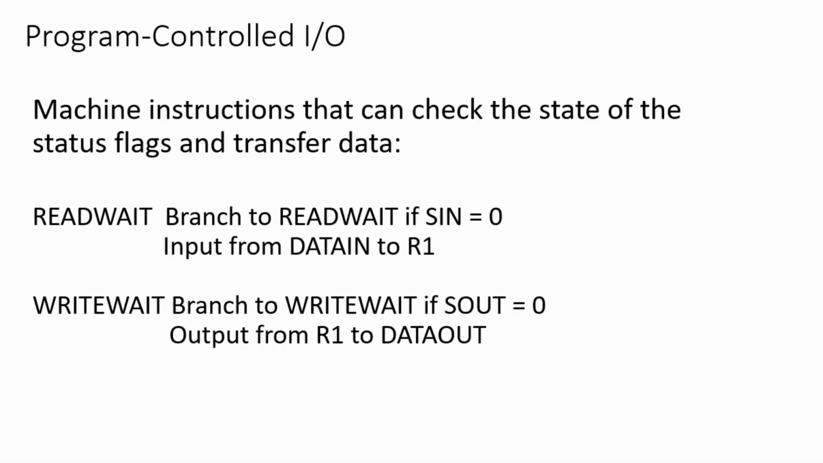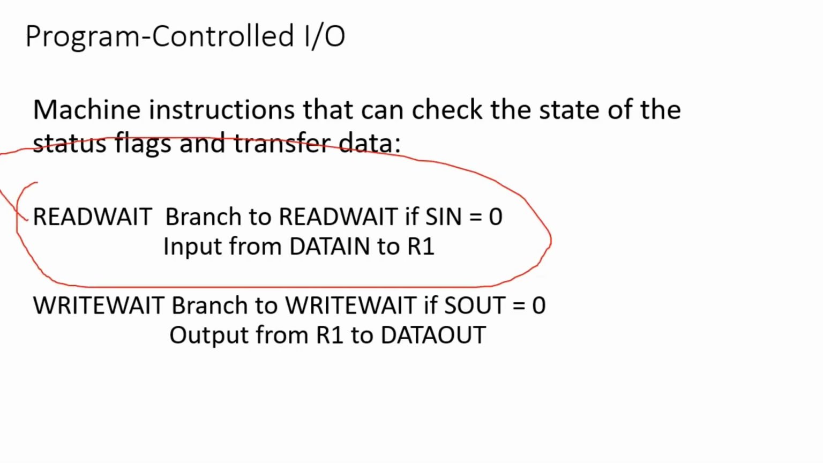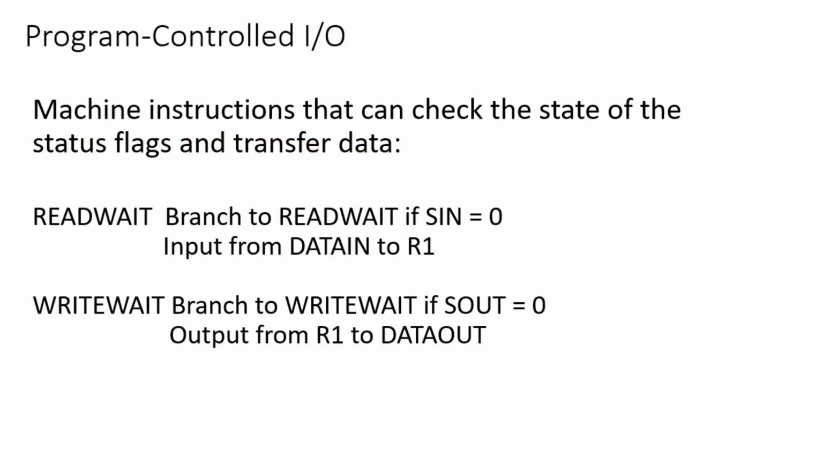Let us see the solution discussed in the previous slide from the perspective of a program. Here in these statements I am trying to read keyboard data. So what does the processor do? Initially the processor checks whether S in is 0. That means the keyboard is not ready, data is not ready, so the processor cannot make any data transfer from the keyboard to the processor. So if S in is 0 in the keyboard, the processor branches to the read wait label.